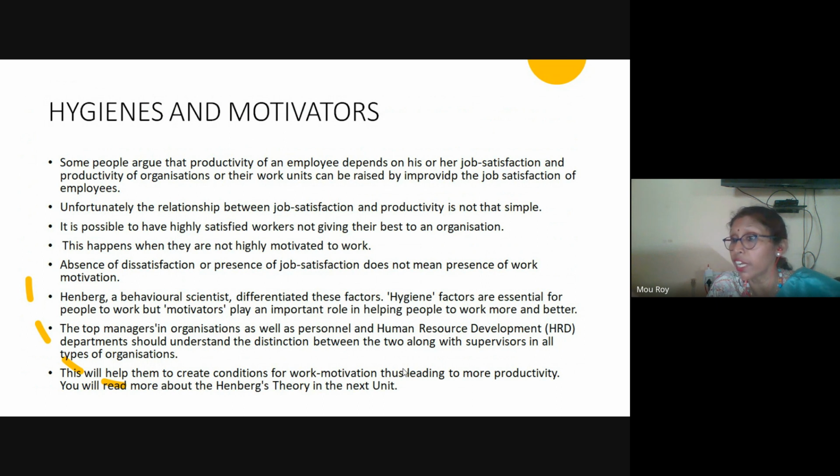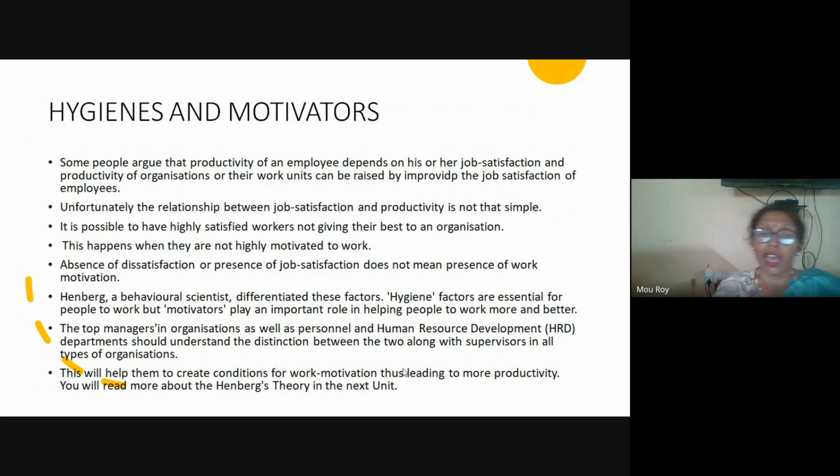Suppose you do something and I appreciate you, saying yes, you have really done a good job. You should be appreciated. You should be given an increment for that. So what do you feel? You feel motivated, okay? So the top managers, organizations, as well as personnel and human resource development departments should understand this distinction between the two, along with supervisors in all types of organizations. This will help them to create conditions for work motivation, which would lead to more productivity.